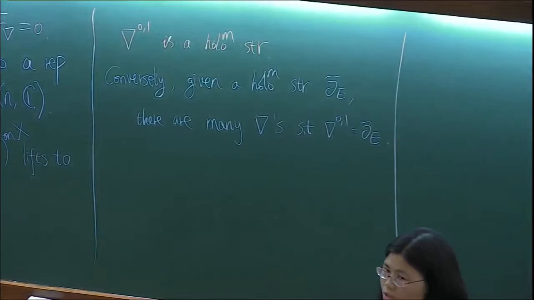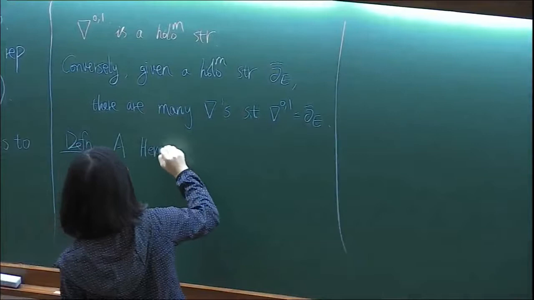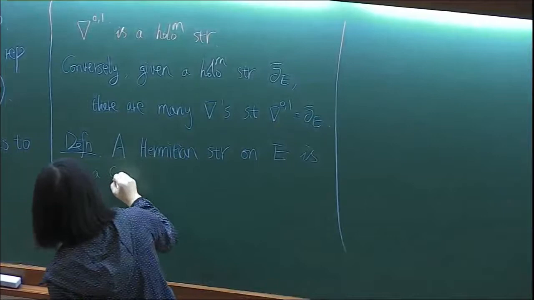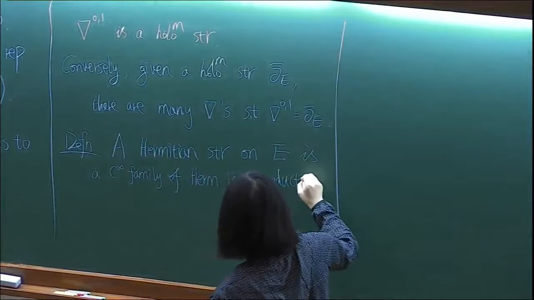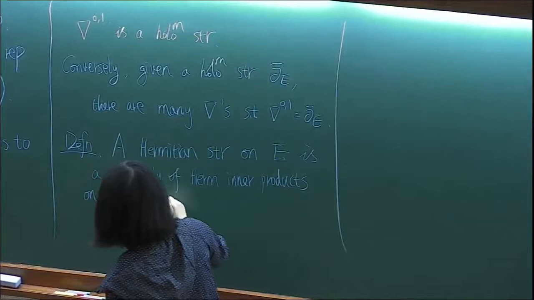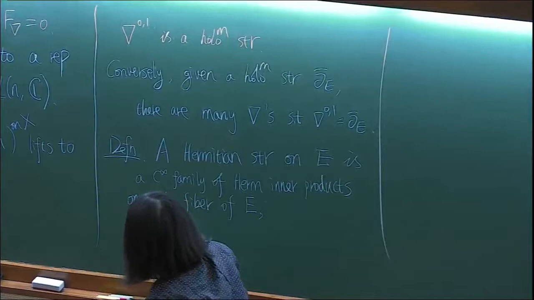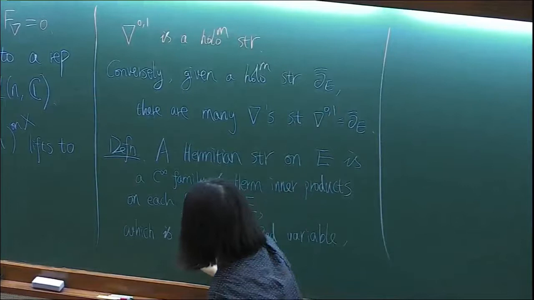So because of this reason, we introduce one more structure, a Hermitian structure. A Hermitian structure on E, a complex vector bundle, is a C infinity family of Hermitian inner products on each fiber of E. And then for the convention, I need to say the Hermitian inner product is C linear on the second variable and C anti-linear, conjugate linear, on the first one.